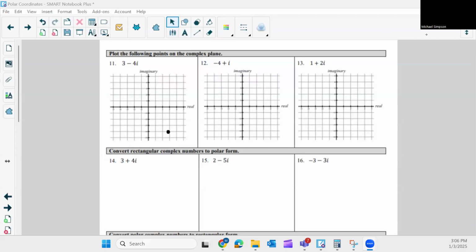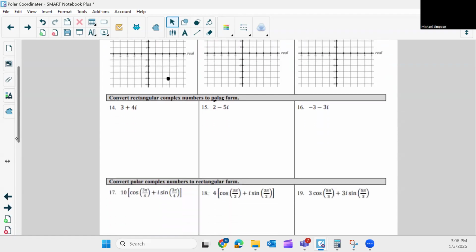Oh, okay. It's good to read instructions. It says plot the points. I am thinking we got to write this in polar form. Okay. Always good to read the instructions. So I'll get his plot notes. This is what I'm thinking. This is what I have in mind. Okay.